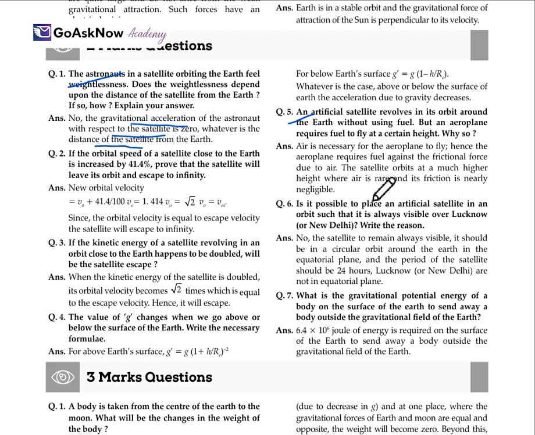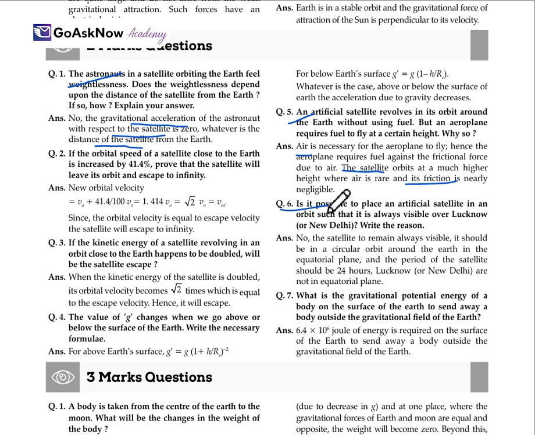Near the Earth, we can see air is playing a pivotal role, and that's why the airplane needs fuel. Whereas the satellite does not, because it is at a greater height, and the air is rare when the height is maximum. So at that time, friction is nearly negligible. So this is the reason.